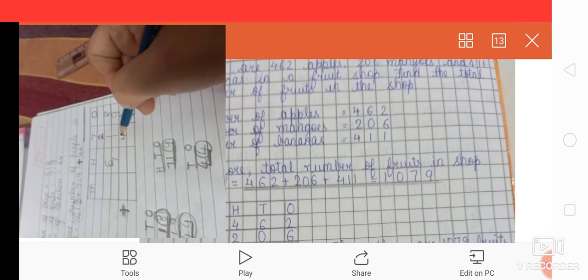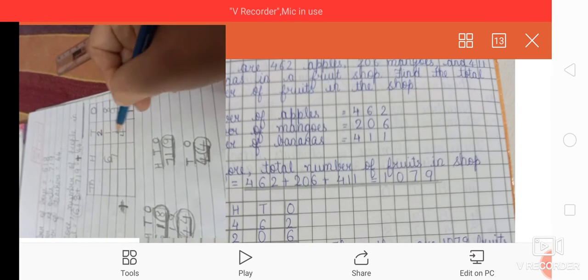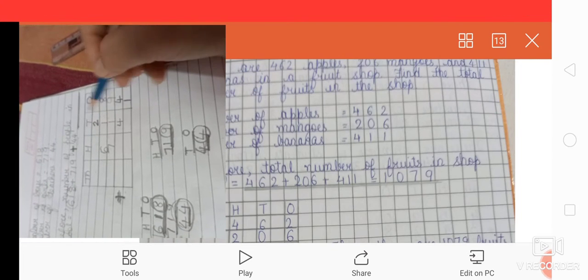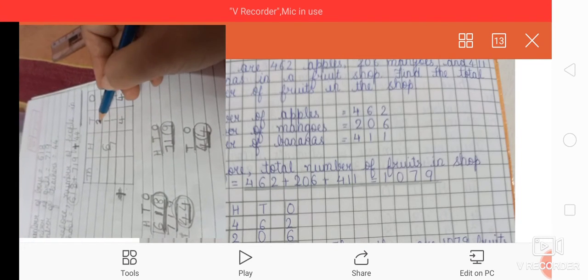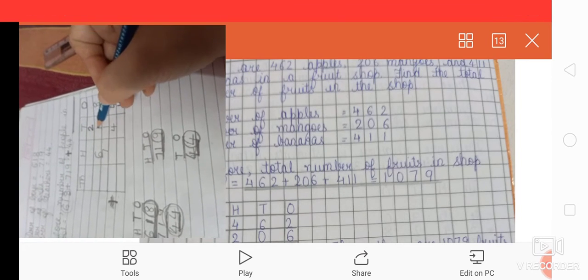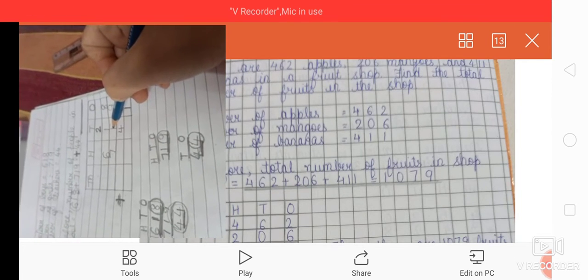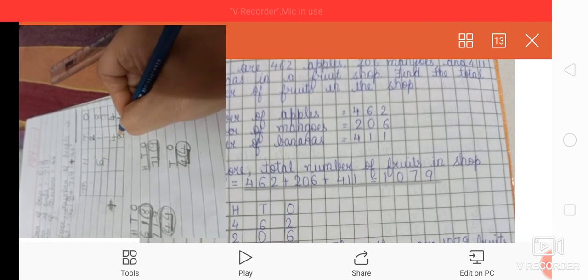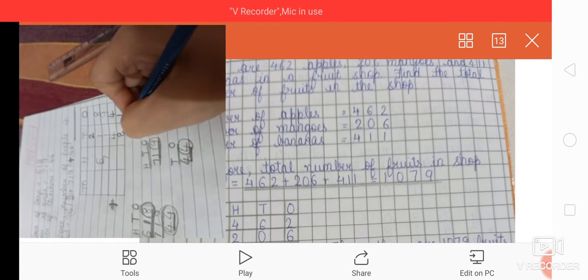Now you will add the numbers on the tens place. What is the number on the tens place? 2 plus 1 is 3. 3 plus 1 is 4. 4 plus 4 is 8.